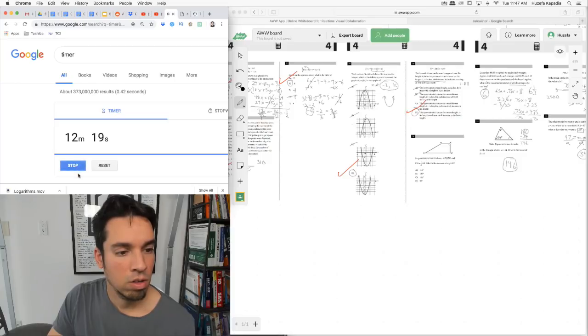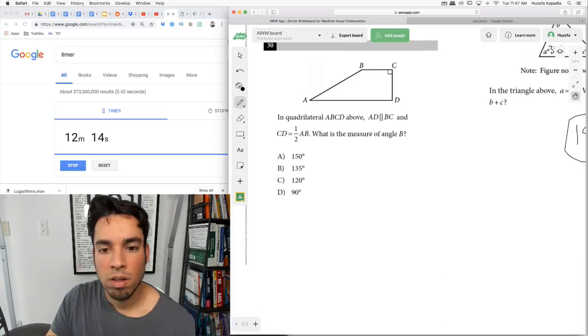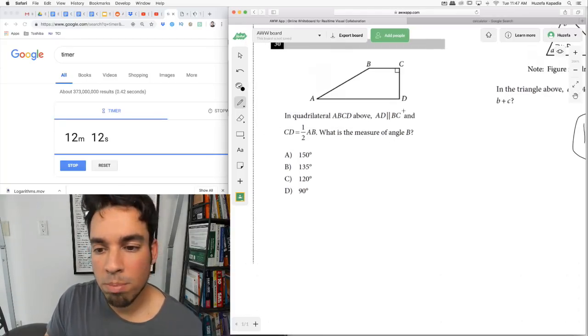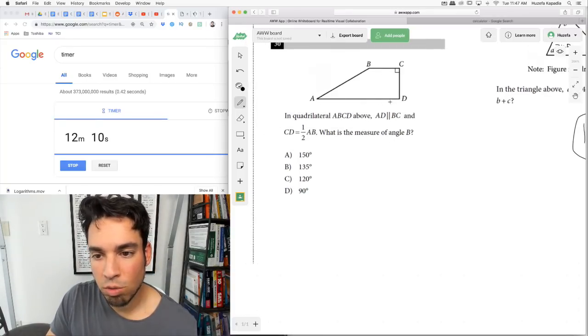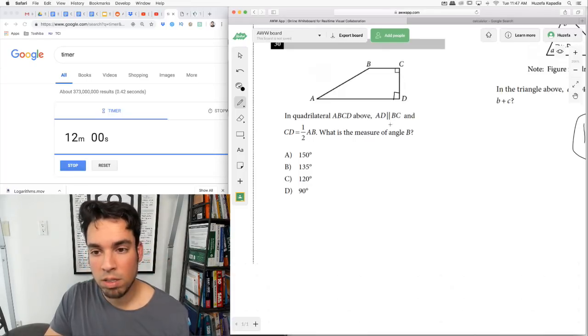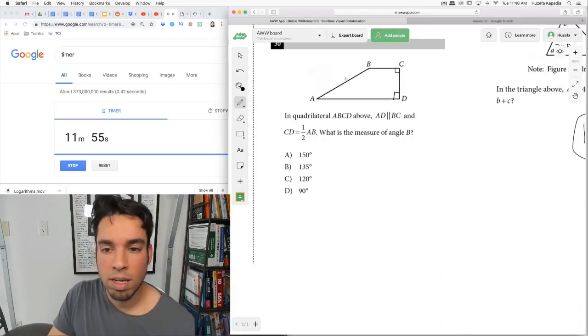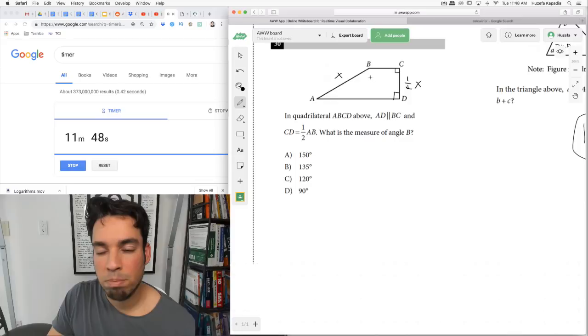Okay, let's solve it. Shoot. Okay, in the quadrilateral above, AD is parallel to BC. Okay, if these are parallel, then this is also a right angle, because that's a theorem. This line has got to be perpendicular to both. And CD equals 1/2 AB. So if this is X, this is 1/2 X. What is the measure of angle B? This whole angle.